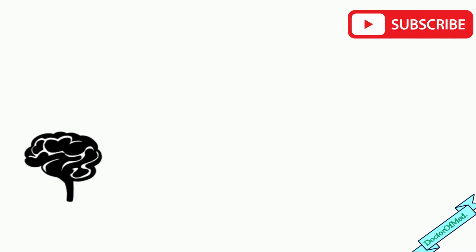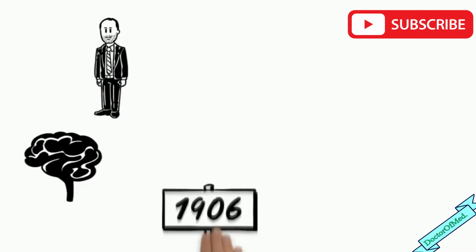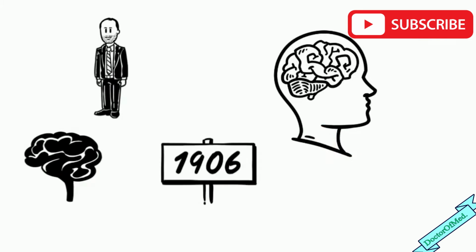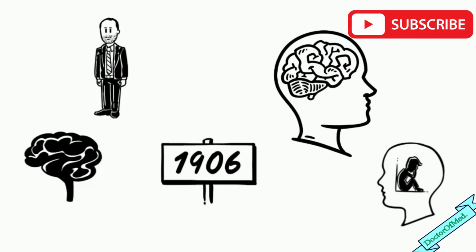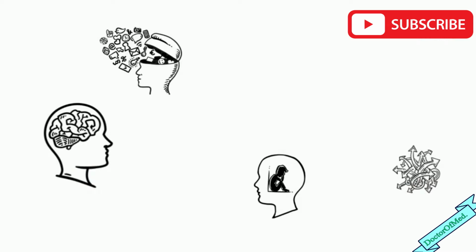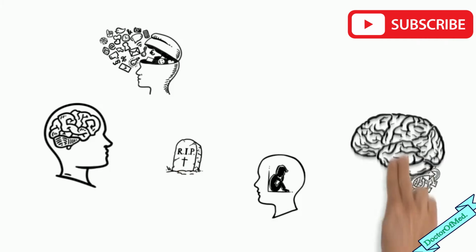Alzheimer's disease is named after Dr. Alois Alzheimer. In 1906, he noticed changes in the brain tissue of a woman who had died of mental illness. Her symptoms included memory loss, language problems, and unpredictable behavior. After she died, he examined her brain.